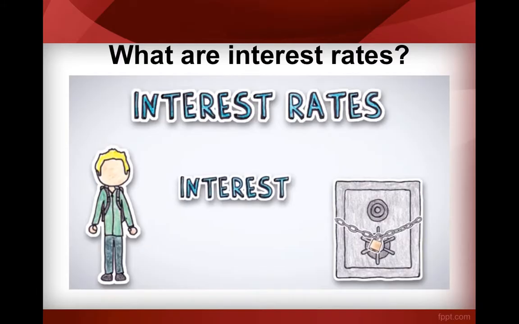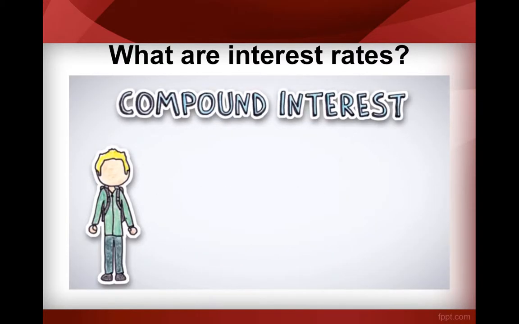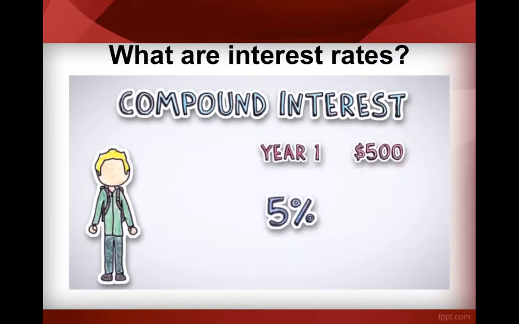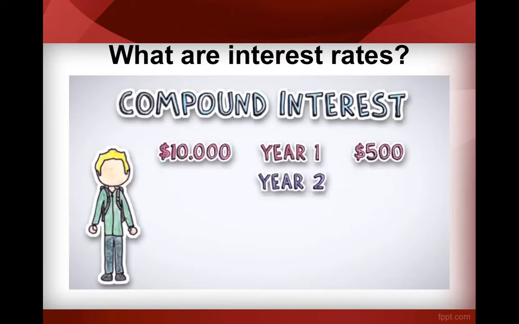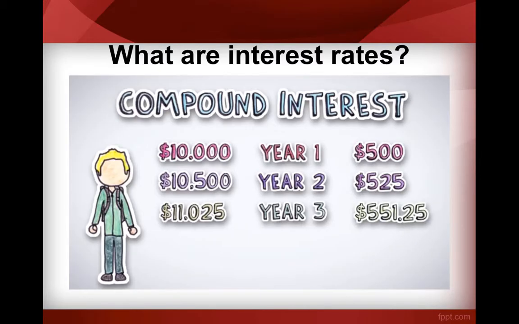In fact, even his interest will gain interest. This is known as compound interest. For example, if interest rates are 5%, in year 1, Ben will earn $500 on his $10,000 principal. In year 2, Ben's account grows to $10,500 and he will earn $525 in interest. In the third year, Ben's account continues to grow exponentially to $11,025 and he will earn $551.25 in interest.